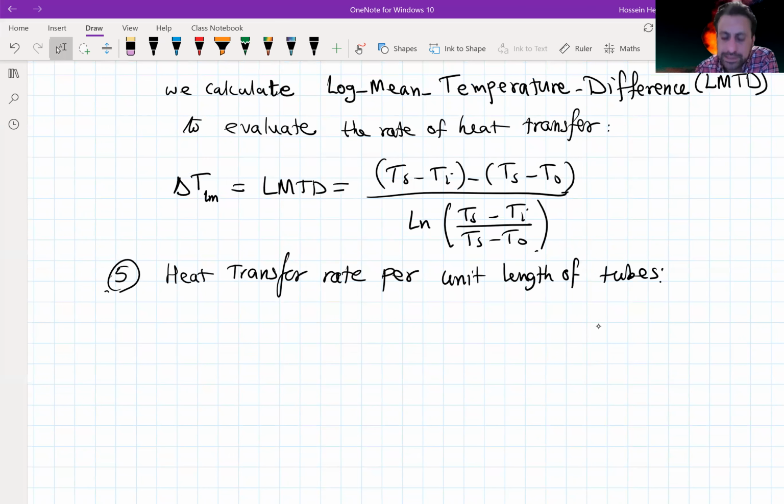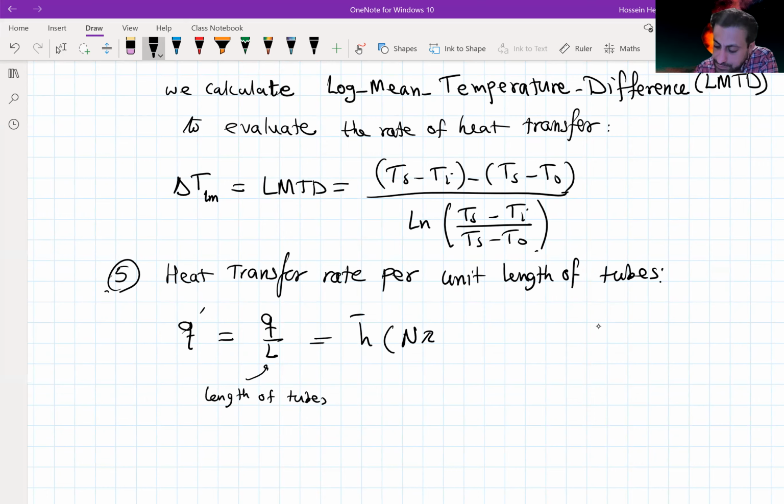So the way to do that is this: q prime is q over L, where L is the length of the tubes. And this is going to be h pi D N times delta T_LM. Of course, if we had L, it would have been just the area, but now we are in q over L. So this is the way that we find the heat transfer rate.